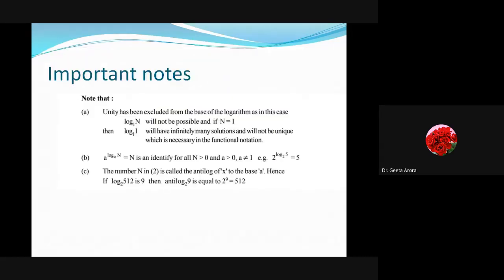Now here we have some of the notes regarding the logarithms, and thereafter we will do some of the numericals based upon the things. Here we are saying unity has been excluded from the base of logarithm. We have seen that if we talk about log with base 1, it is not possible. It would only be possible if n is equal to 1, because 1 raised to power something only gives me 1.